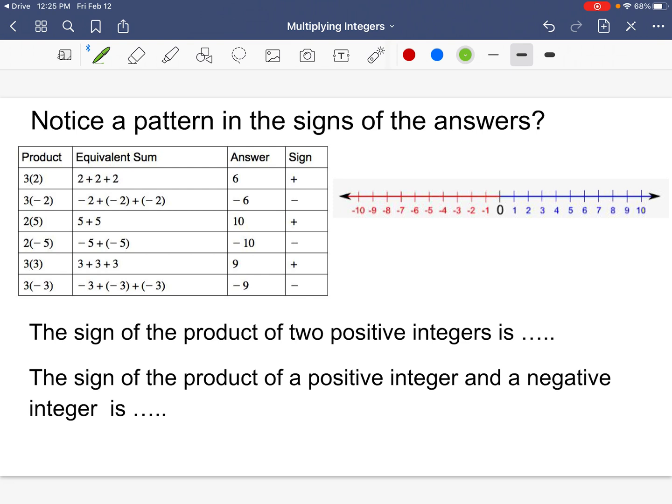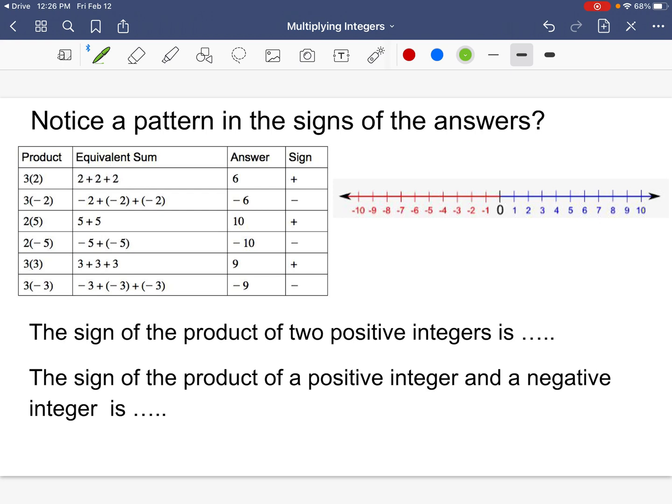So let's look at patterns for these multiplication problems. We had 3 times 2 is 6, which was positive, and 3 times negative 2 was negative 6, which was negative. Let's look at 2 times 5. So we've got 5 plus 5 is 10, and it's positive. And if we were to look at 2 times negative 5, we'd go in the opposite direction and get negative 10, which is negative.